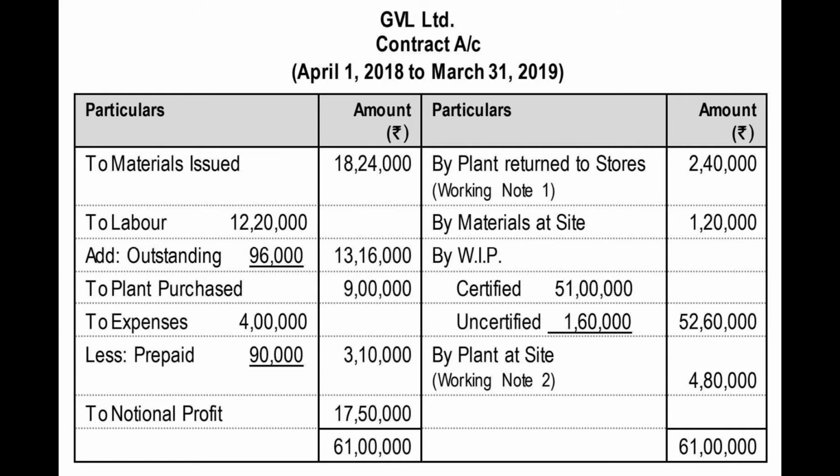Then the next information, plant purchased, is given in the problem as 9 lakhs. There are two methods available for this treatment. The first method: you can straight away update the opening balance of plant on the debit side, and update the closing balance as on 31st March 2019 on the credit side.